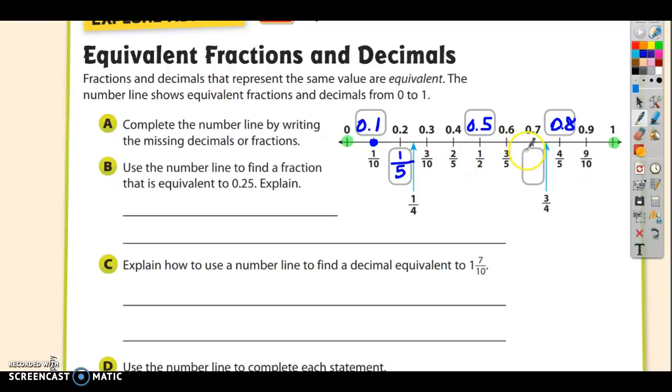And we've got 3/5. Now what would this one be? It's a 7 in the tenths place. 7 over 10, does that simplify? It doesn't. So the answer is just 7/10. And that's all the missing ones, so we can move on.